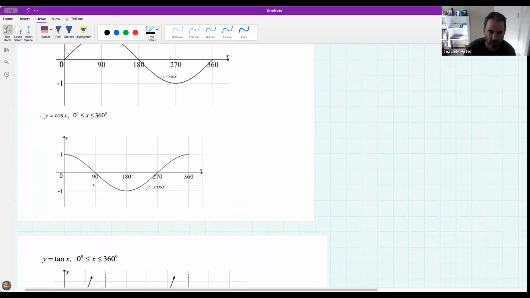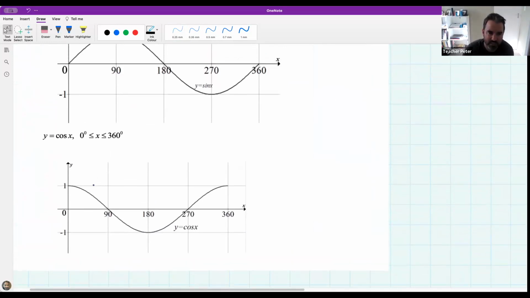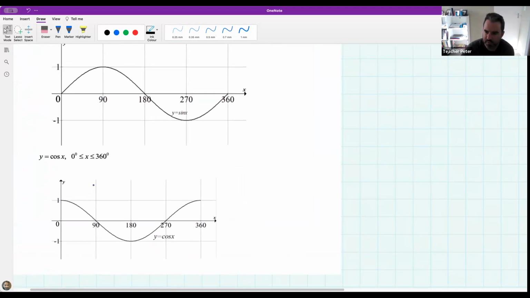Here is the cos graph. What is different about the cos graph compared to the sine graph? There's some stuff that's the same, and some stuff that's different. Maybe I should leave them both on the screen so you can see them. The big difference is the cos graph starts at 1, whereas the sine graph started at 0. The sine graph goes down to start with. This one goes up. But otherwise, they look kind of the same.